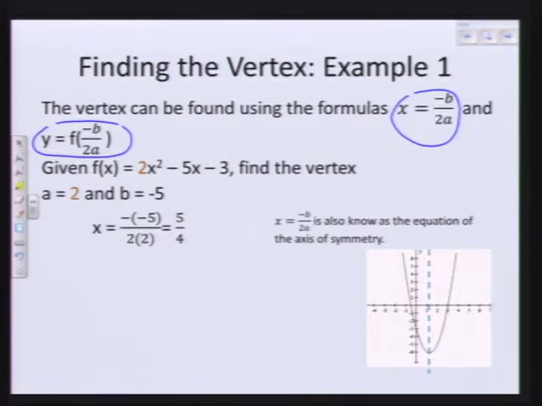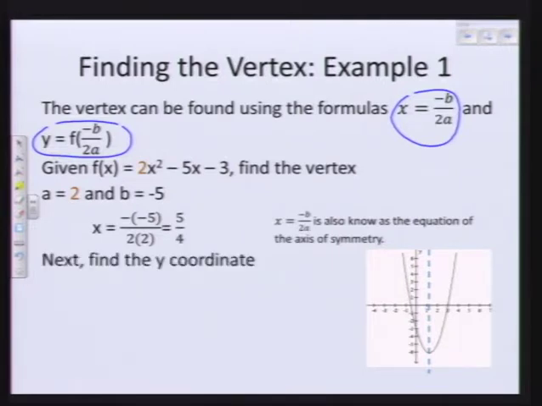All right, so we want to, again, look at the fact that this is an equation, okay? The equation of the axis of symmetry here is x is equal to 5 fourths. All right, so keep that in mind as you're working through your homework problems and working with quadratic functions.